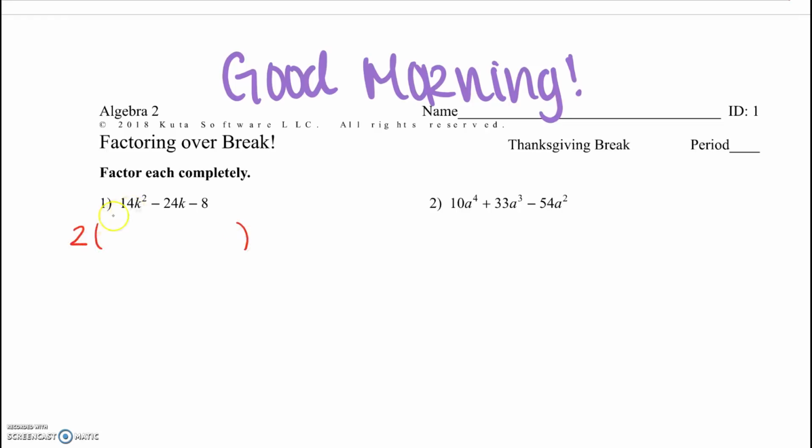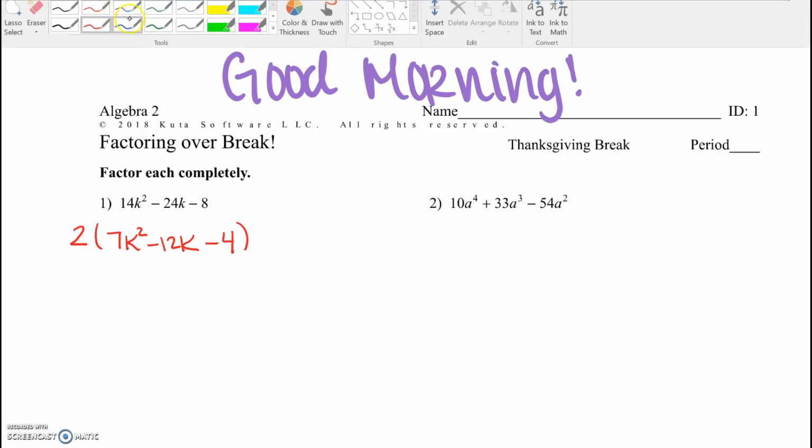So if I divide 2 into 14, I get 7k squared. If I divide 24 by 2, I get negative 12k. And last, I have negative 8 divided by 2 is negative 4.